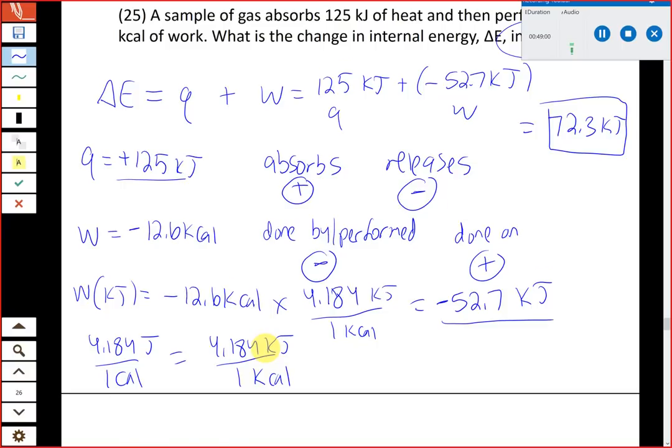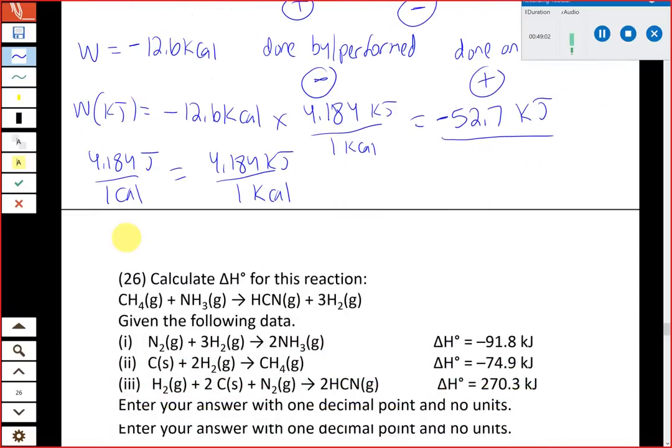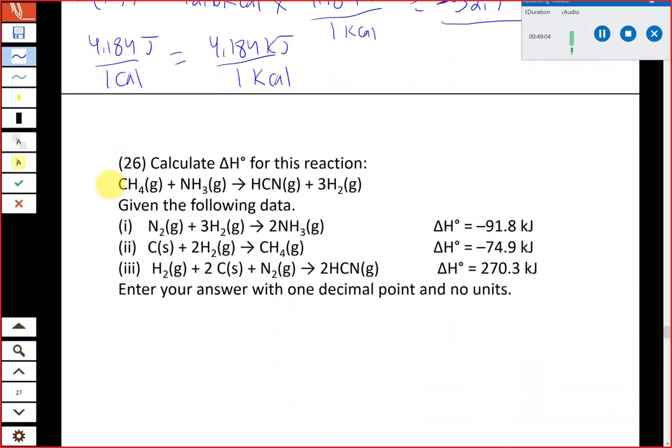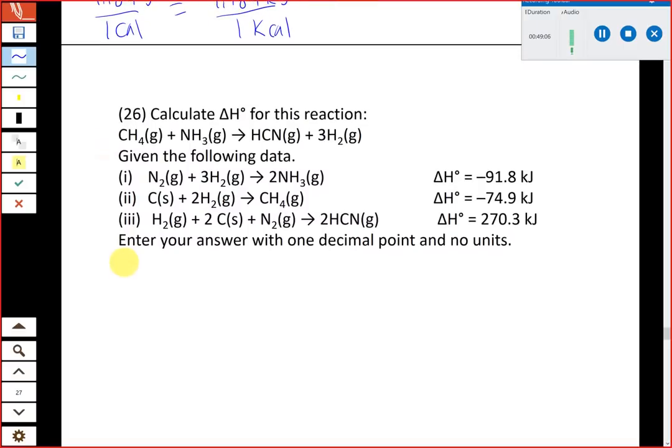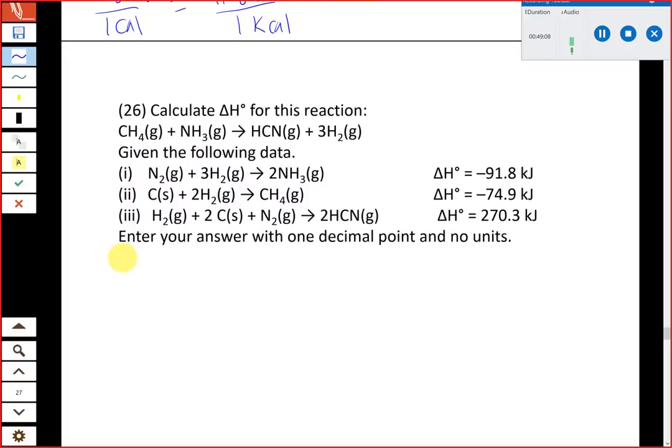All right, on to 26 then. In this problem, we're going to calculate delta H for a reaction, and we're giving you 3 equations with known delta H values. So this is going to be a typical Hess's law problem where we have to figure out how to combine these 3 equations that are given, modifying them as necessary to produce this as our overall chemical equation.